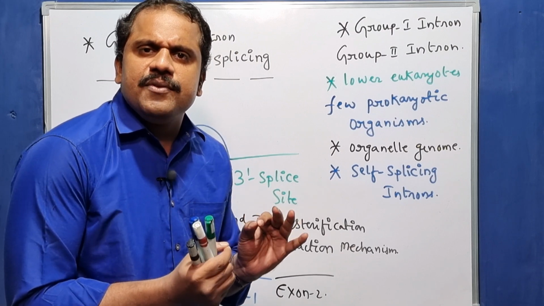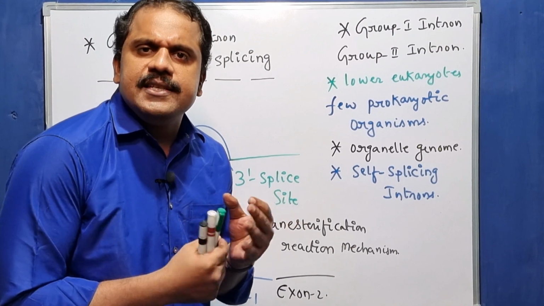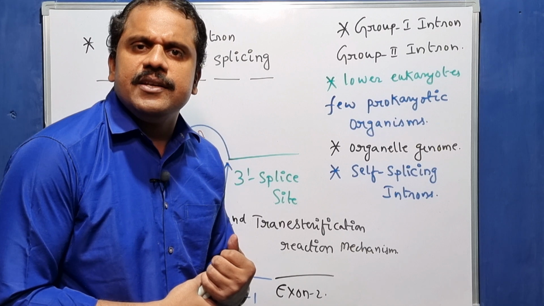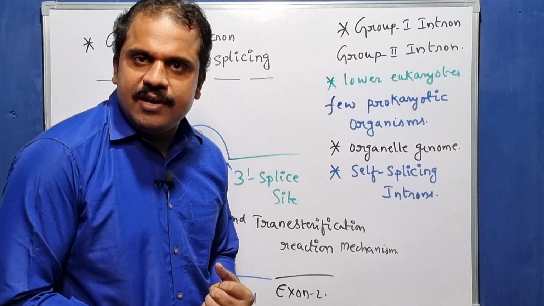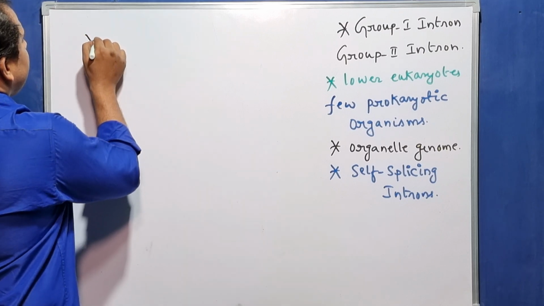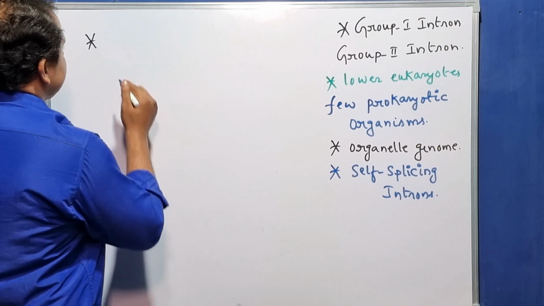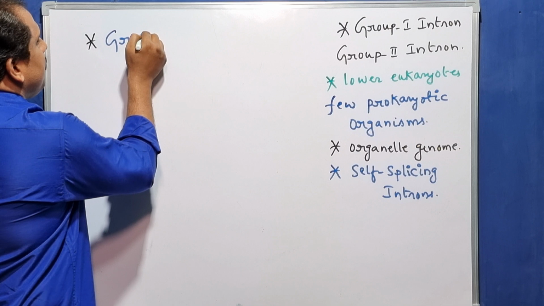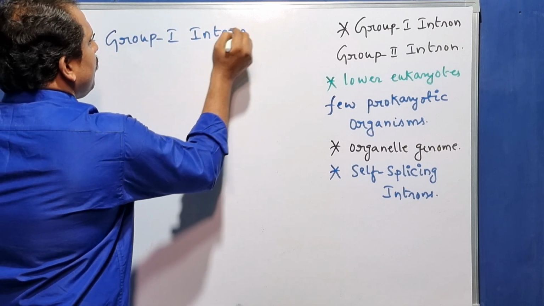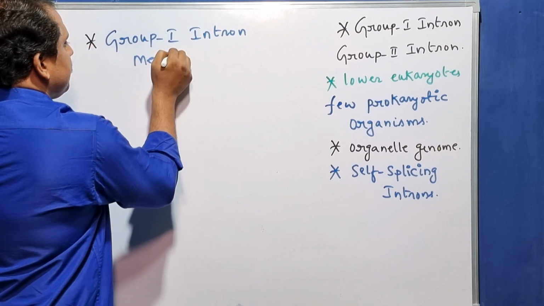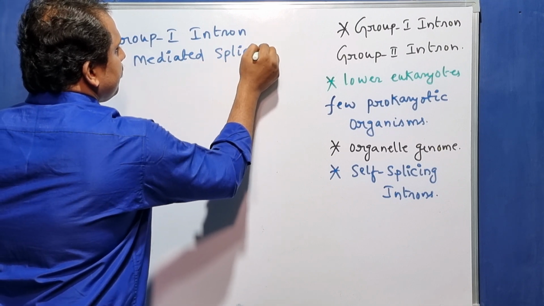In addition to this particular strategy, in case of lower eukaryotes, in organelle genomes like the chloroplast genome and mitochondrial genome, there is one more alternative strategy. Is it clear? So let me explain. In addition to the above mentioned strategies, there is one more alternative strategy which is accompanied by both group 1 introns and group 2 introns. Group 1 intron mediated splicing mechanism.